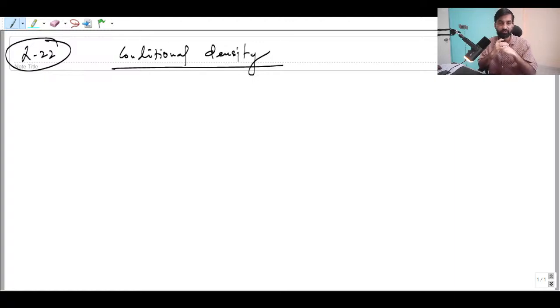conditional density. See, I'm not talking about probability at this moment. Density is different as well as the probability is different. You have studied probability, conditional probability mass function, for discrete random variable. But when we talk about continuous, we always describe the continuous random variable with the help of density function. So in order to find conditional density function, you should be given the joint density function.